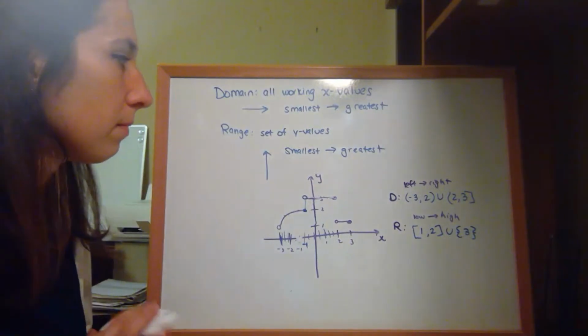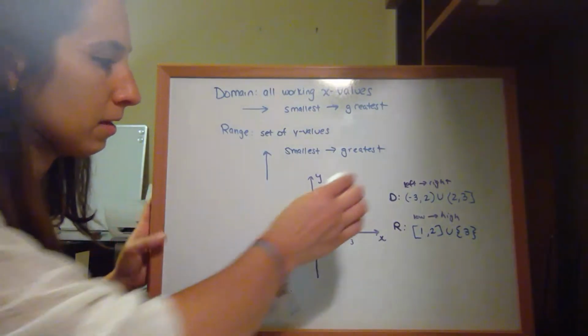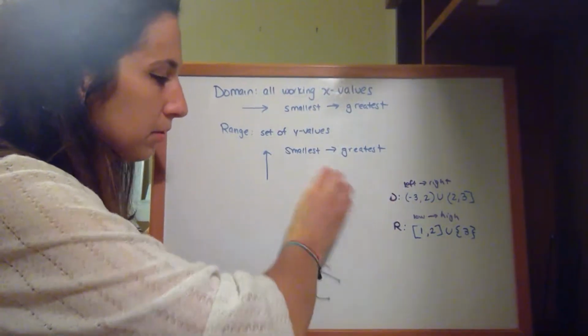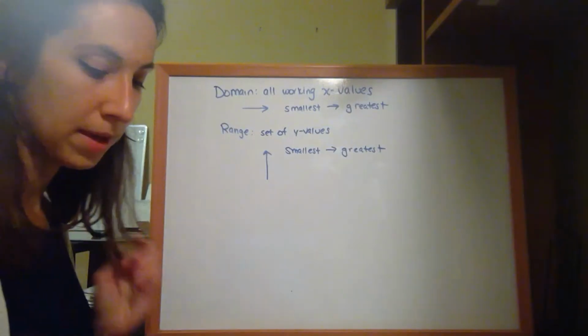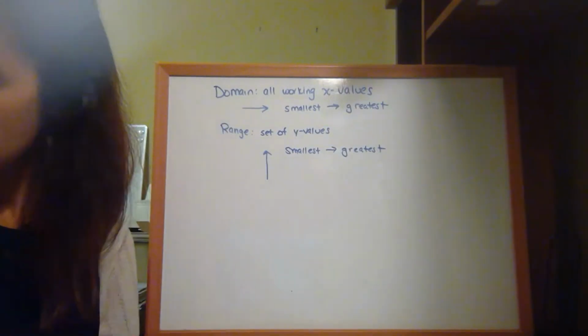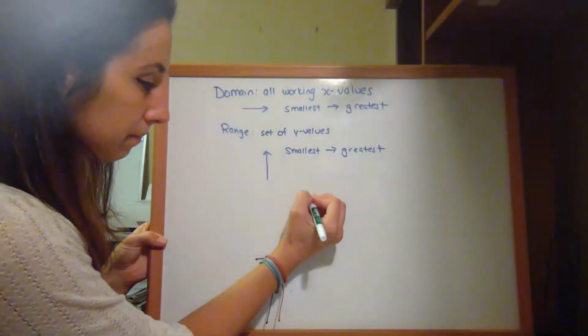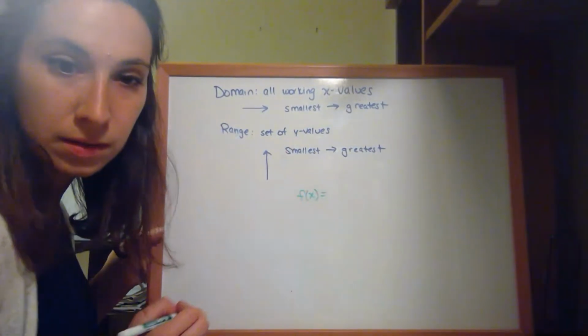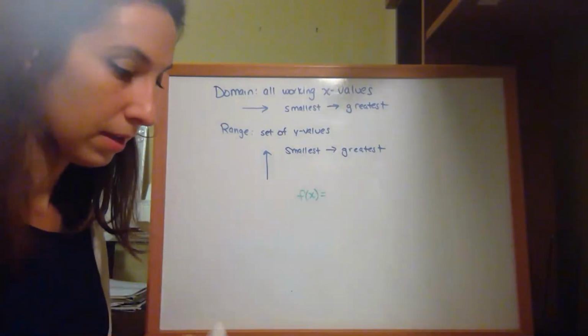All right, so now for domain, you'll also have to be able to do it from a function. You won't need to do the range, just the domain. Let's change colors here. Getting bored of blue. Okay, can we see that? Yeah, I guess it's okay.